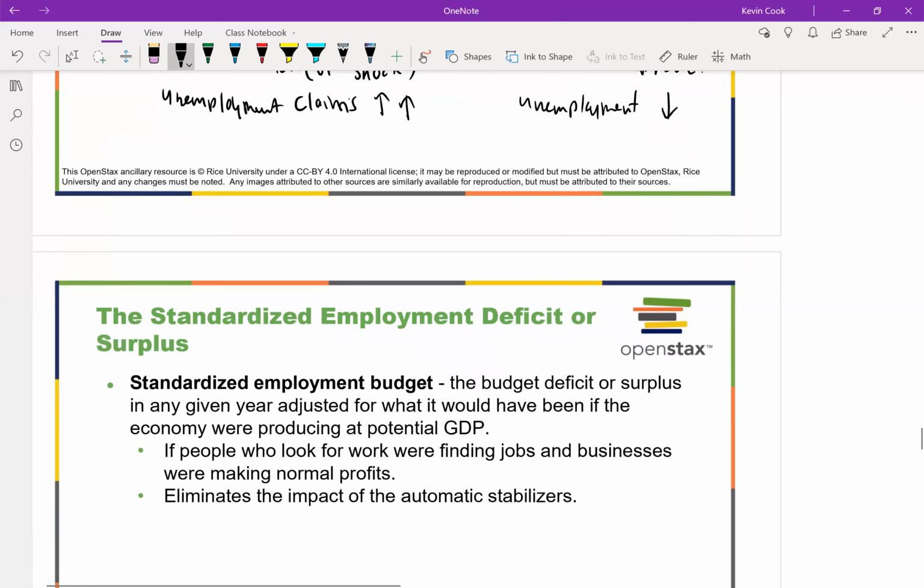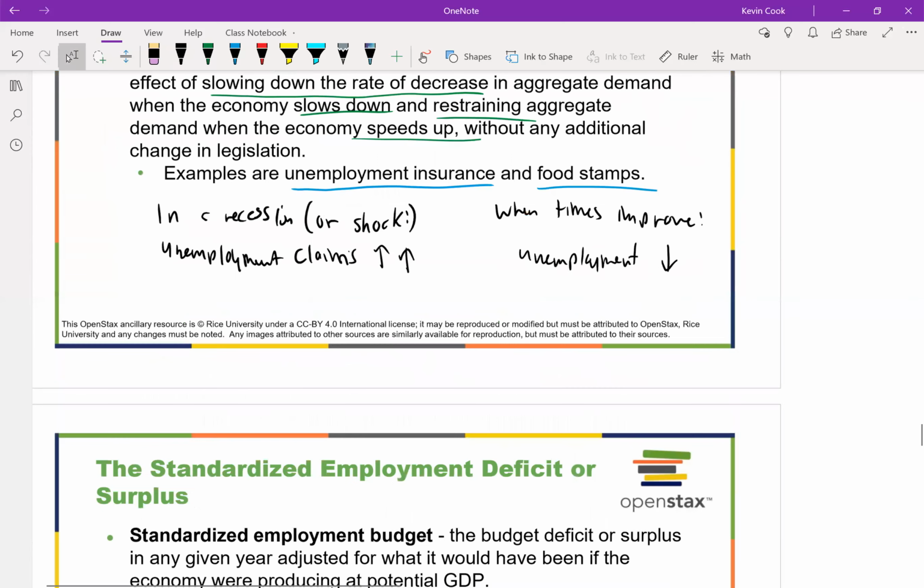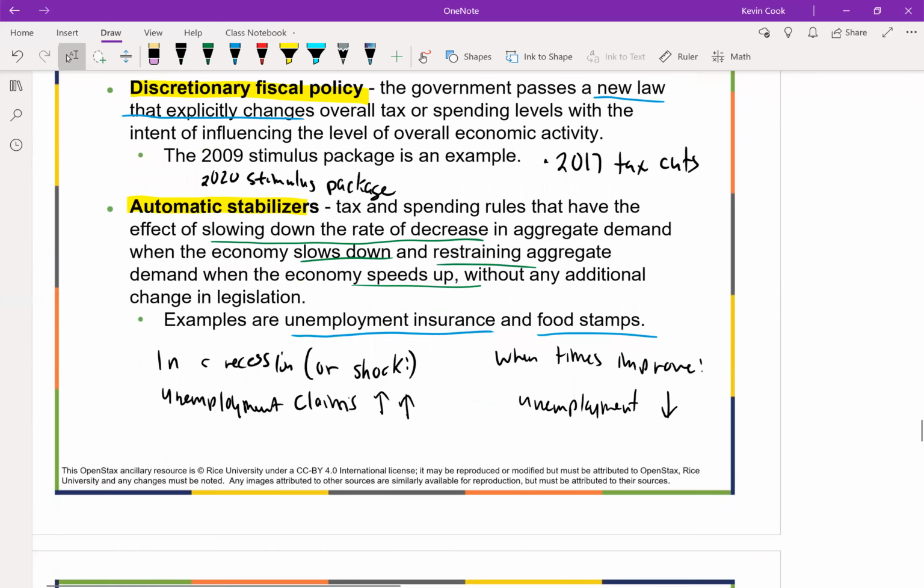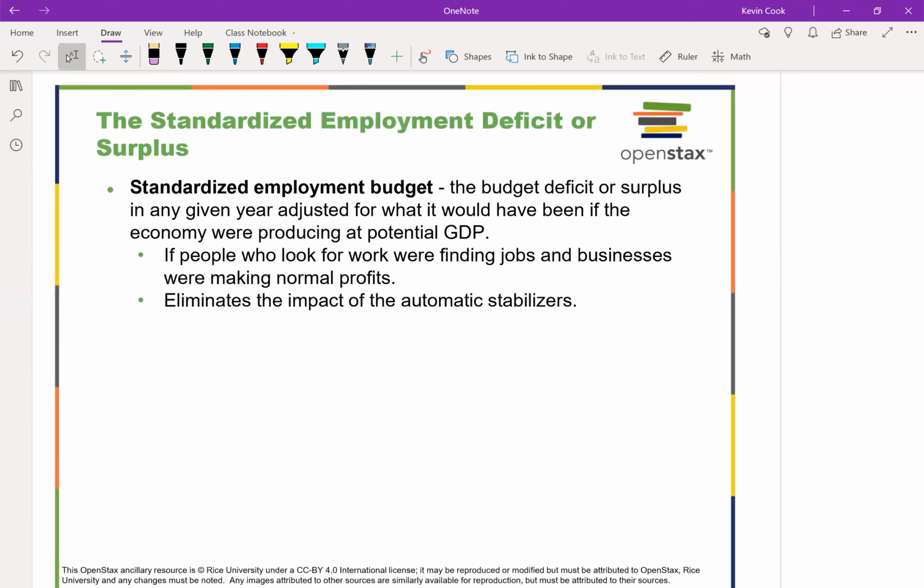So when we're thinking about our policy in general, one of the issues that we have when we talk about our budget is that we have these shocks that come in. So right now, a lot of people are not working, so our unemployment spending is going to be very high because a lot of people are doing that and so on.